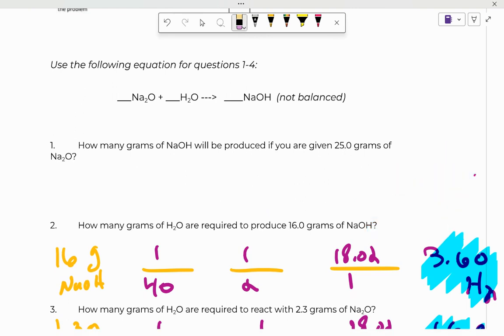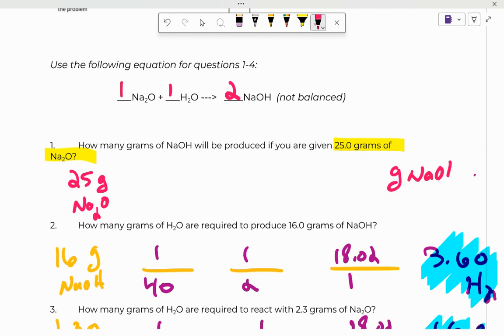Okay, let's balance this thing up. So it's going to be 1, 1, 2, I believe, correct? All right, so let's read the problem. How many grams of NaOH will be produced if you're given 25 grams of Na2O? Okay, so what's going to go on the left? 25 grams of Na2O. What's going to go on the right? Grams of NaOH.